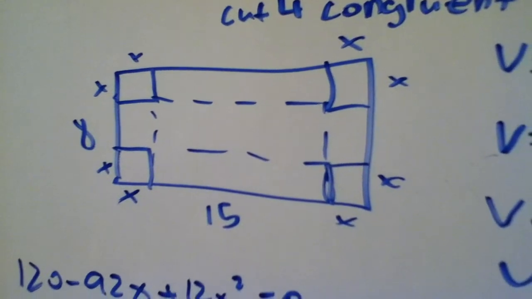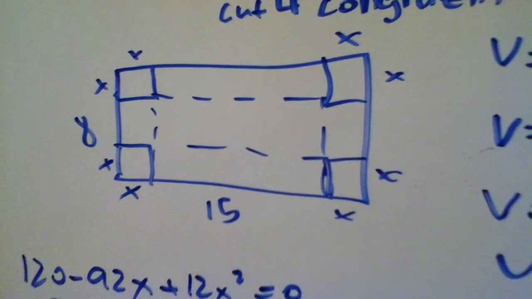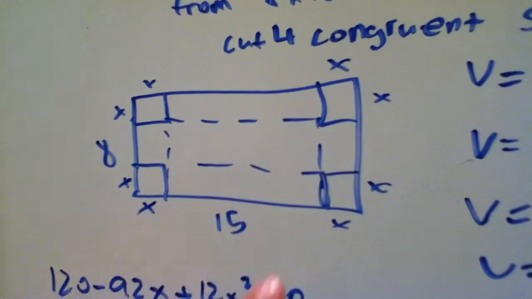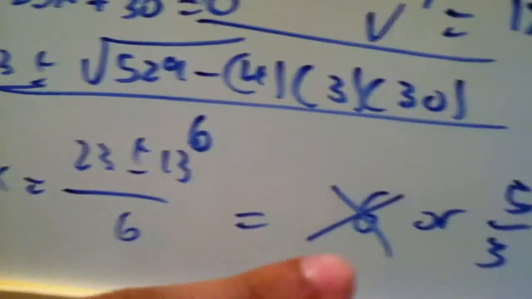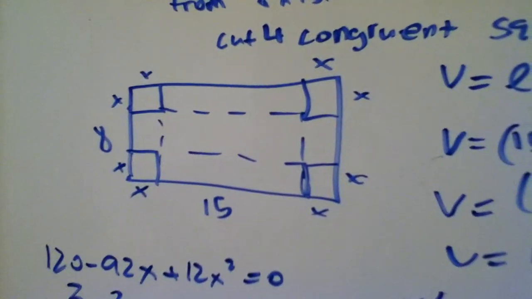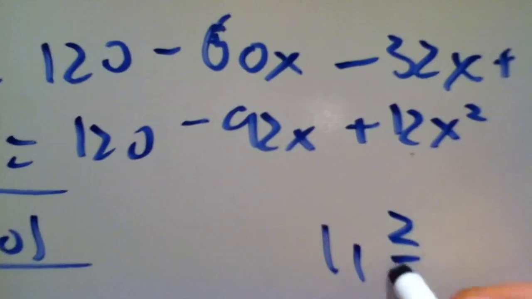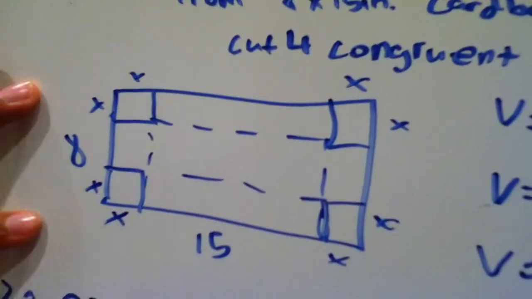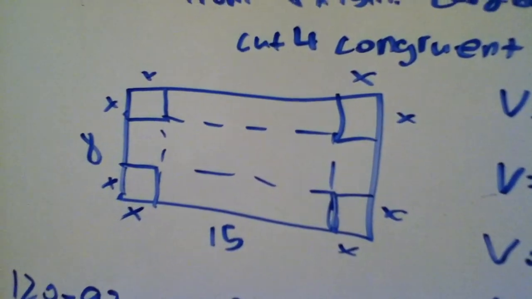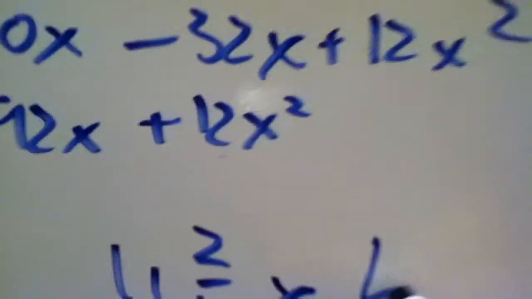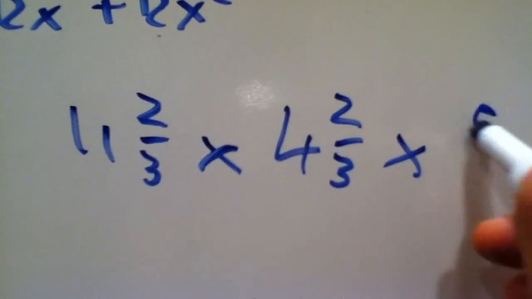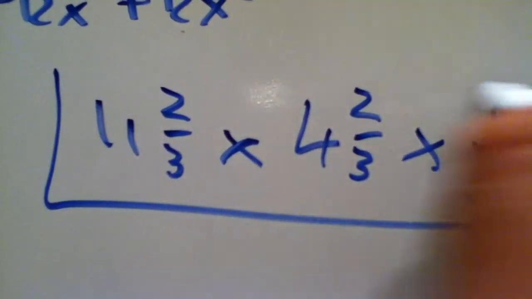So now we just plug this 5 over 3 into the x, and we can get the dimensions. So the dimensions of this will be 15 minus 2x, so 15 minus 10 over 3, which is 11 and 2/3. So the length is 11 and 2/3. The width will be 8 minus 10 over 3, which is 4 and 2/3. So 4 and 2/3. And the height is just x, which is 5 over 3. And these are the dimensions of our rectangle.